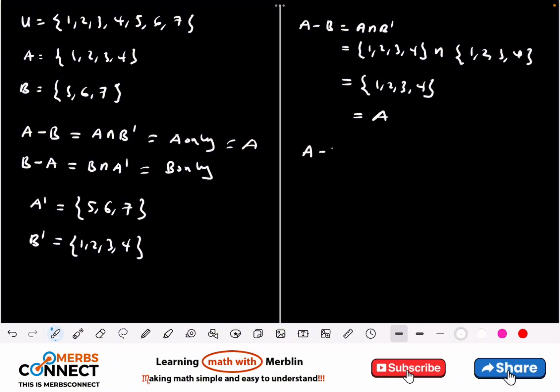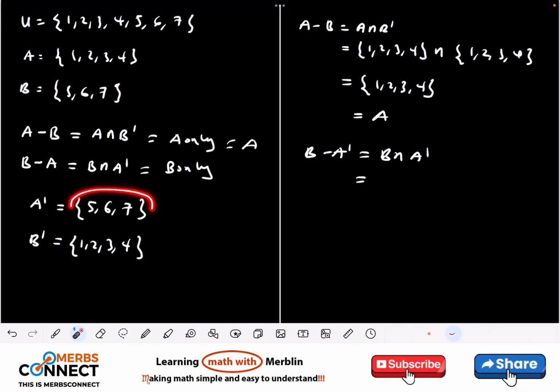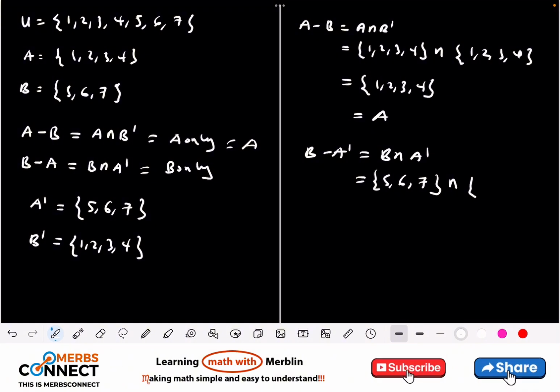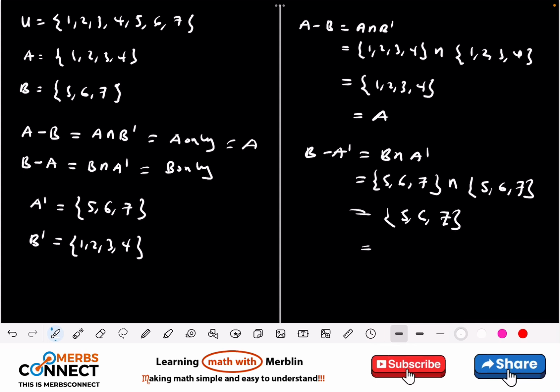Let's look at B minus A. B minus A is the same as B intersect A complement. And what is B? This is B. And what is A complement? This is A complement. So we are going to have 5, 6, 7 intersect 5, 6, 7. And the same thing again, 5, 6, 7, because of intersection. So this is the same as B, which is the same as the B only.